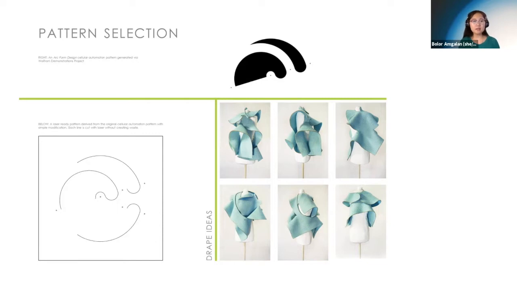So in this case, I created this shape that you see at the top of the slide, modified it a little bit to generate a line drawing that is then used as a laser cutting template, which was laser cut into square sheets of wool suiting. And the wool suiting piece was then draped onto a mannequin to create different types of fashion forms.